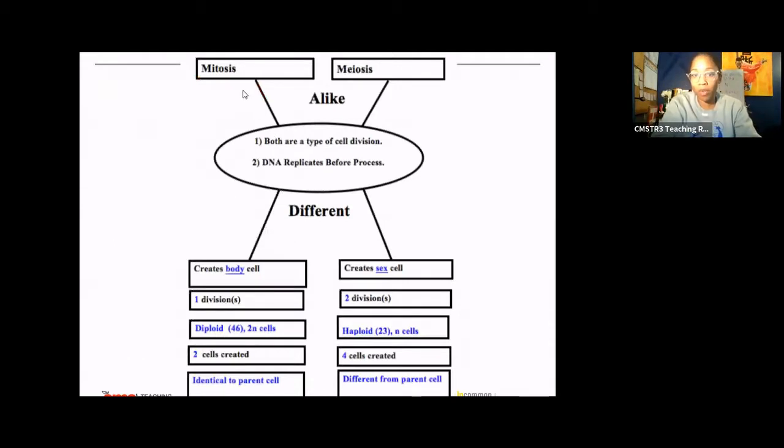So real quick, before we get to mitosis in particular, the test likes to draw a lot of compare and contrast between mitosis and meiosis.